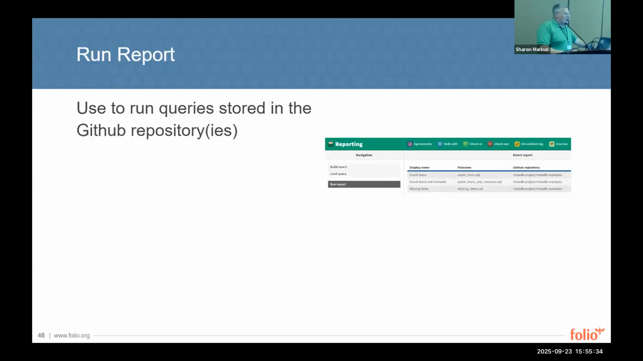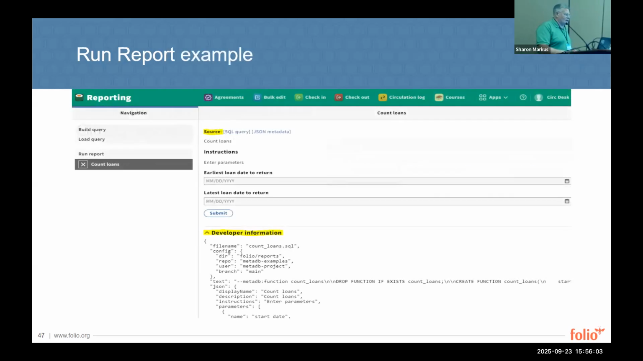And then run report is the powerful thing in the reporting app. That's where you can access all these reports that you've created and stored in your GitHub. Whatever is there is available. You can see here there's one that's count loans and renewals, missing items, but you could have other things there. And then I'm going to turn over to Sharon now.